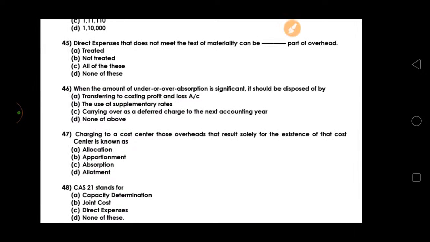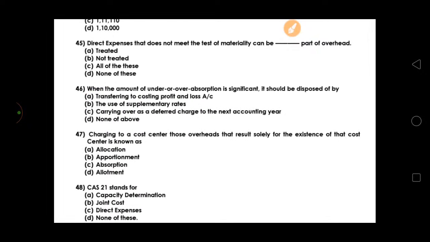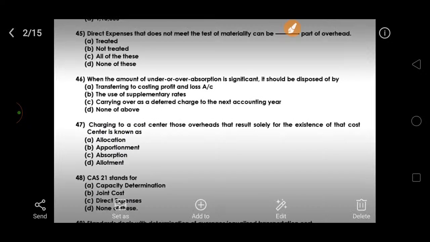Charging to a cost center those overheads that result solely from the existence of that cost center is known as allocation. So A is the right answer for this.